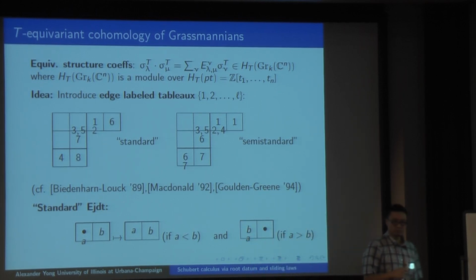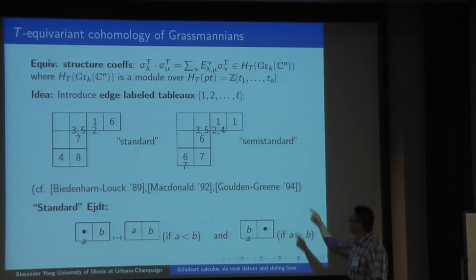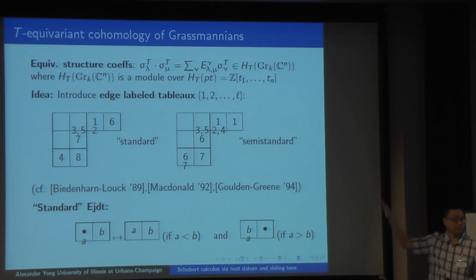So which square is the 5 associated to? It's associated to the edge below that square that's opened up. Okay. So standard and semi-standard, just like there's a standard and semi-standard theory in the classical situation.